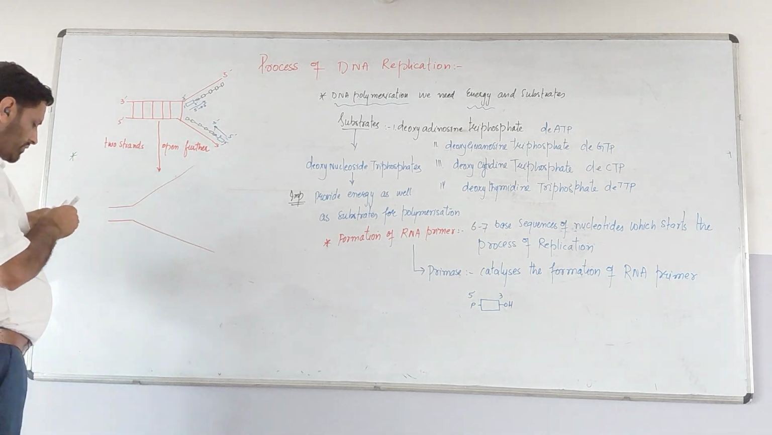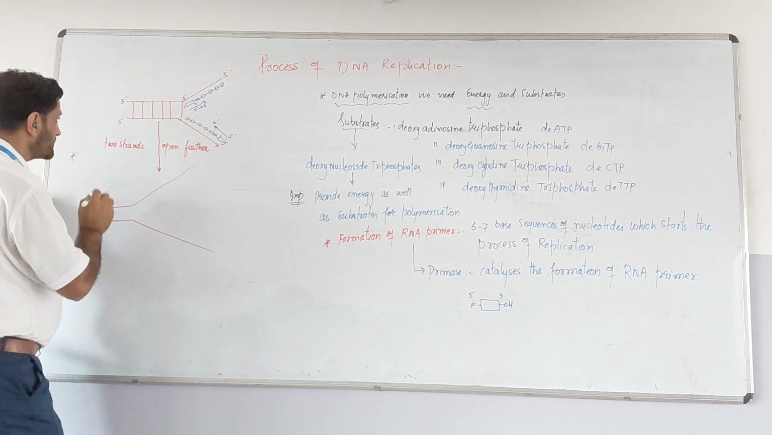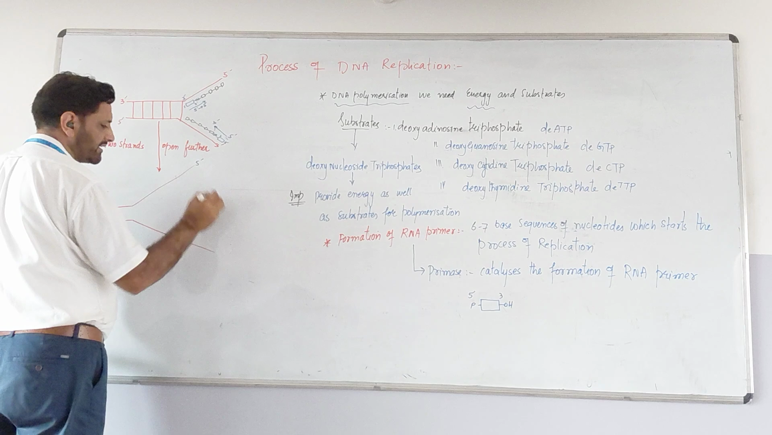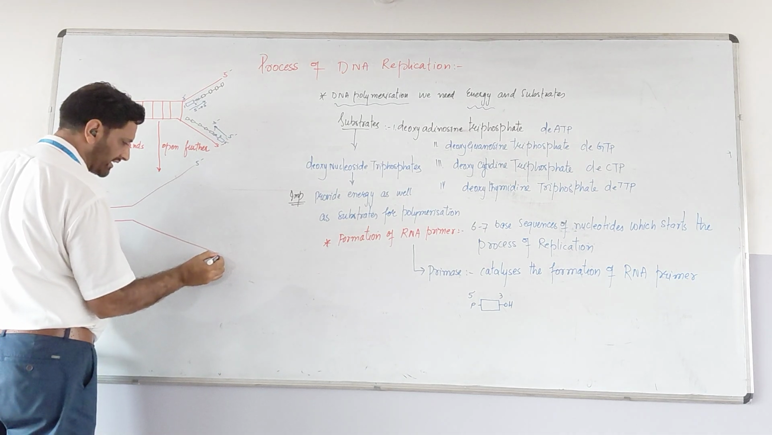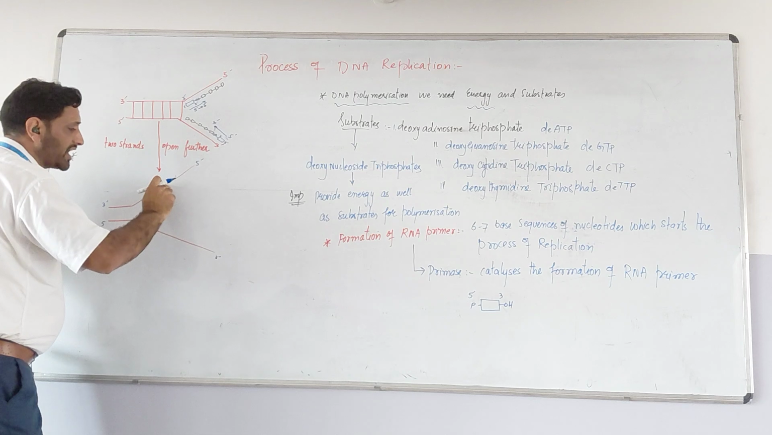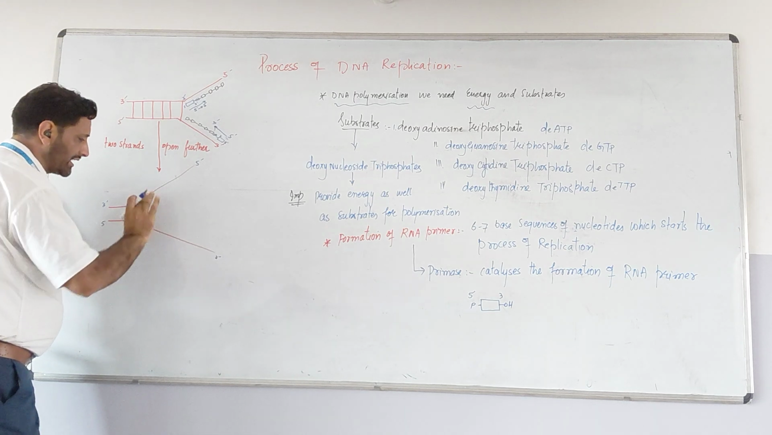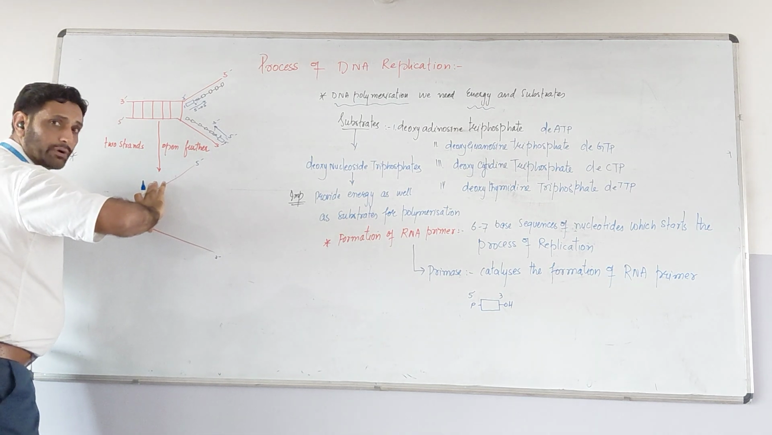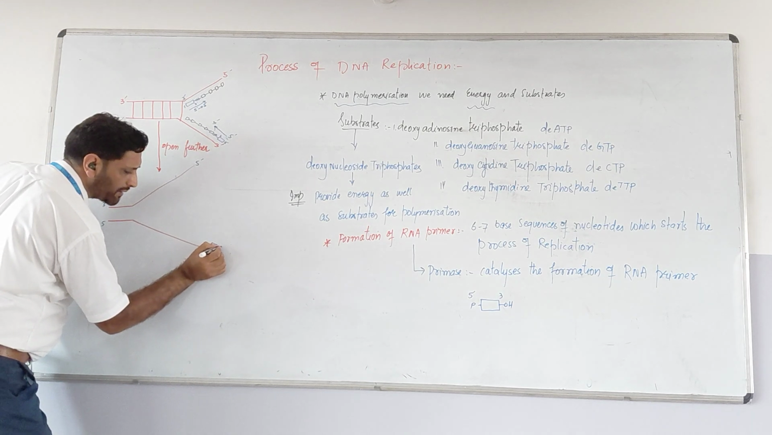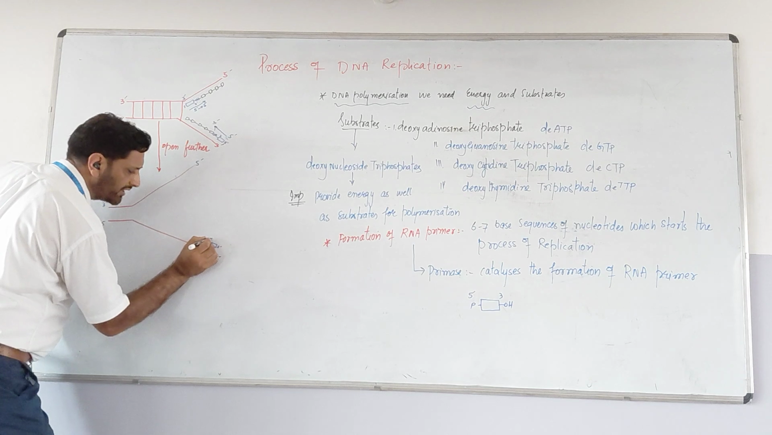So we have made this replication here. Suppose this is the 5' end, this will be the 3' end, this will be the 5' end, and this will be the 3' end. Already we have made replication up to here. This part has been opened further. So here I put this primer in blue color. This is the 5' end and this will be the 3' end.